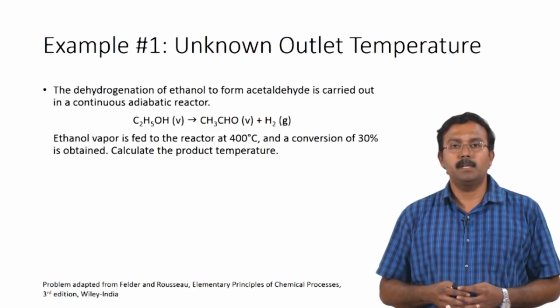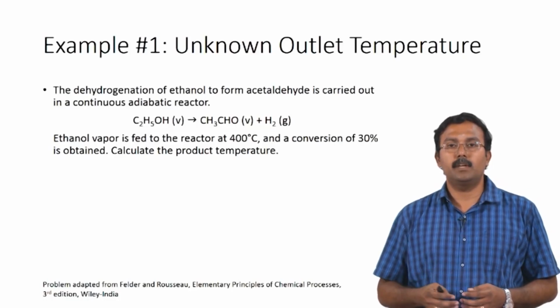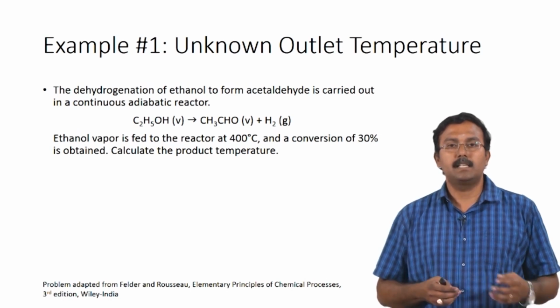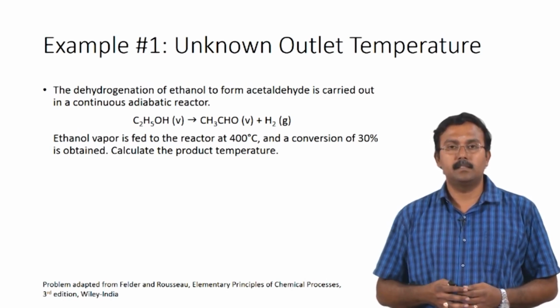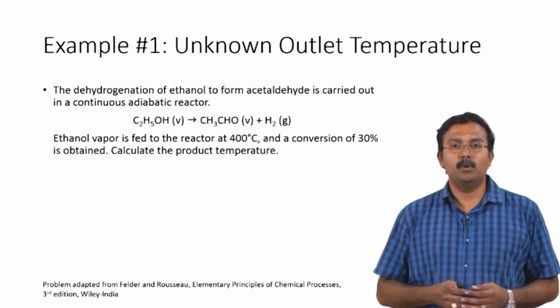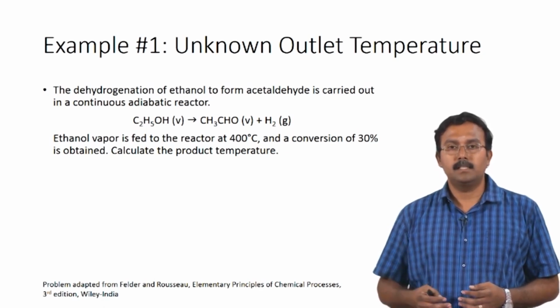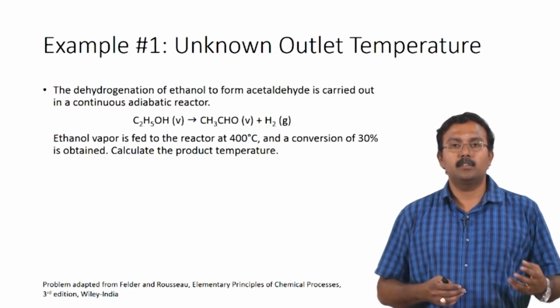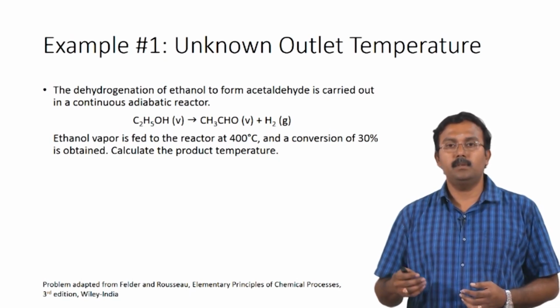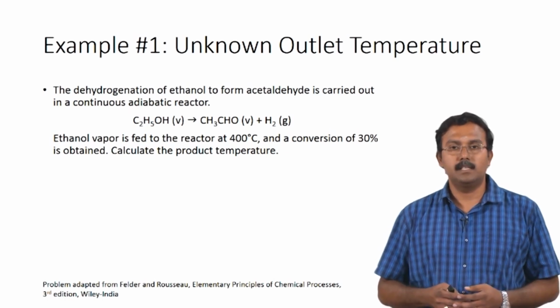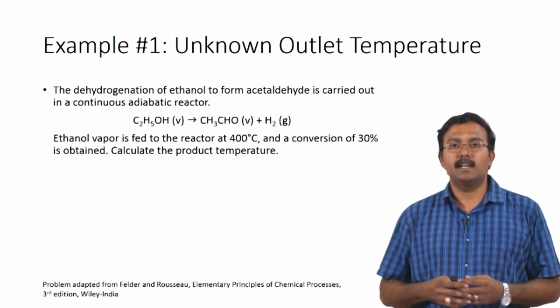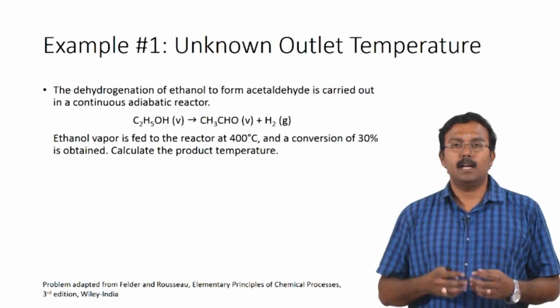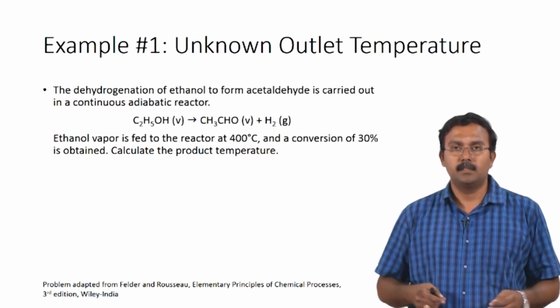So, the problem statement says that the dehydrogenation of ethanol to form acetaldehyde is carried out in a continuous adiabatic reactor. So, you have 1 mole of ethanol forming acetaldehyde and hydrogen. All of these are in gas phase. Ethanol vapor is fed to the reactor at 400 degrees Celsius and the conversion is given as 30%. So, you are asked to calculate the product temperature.